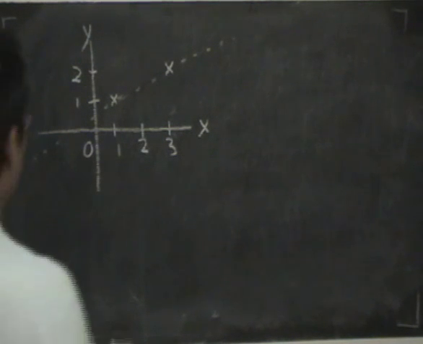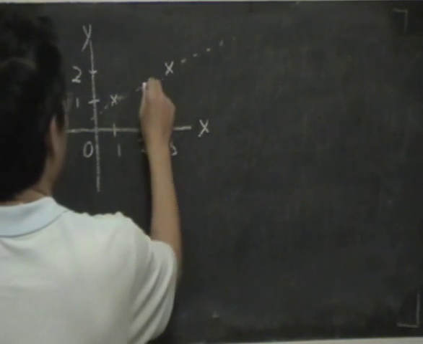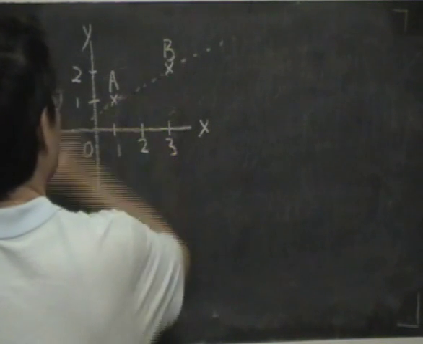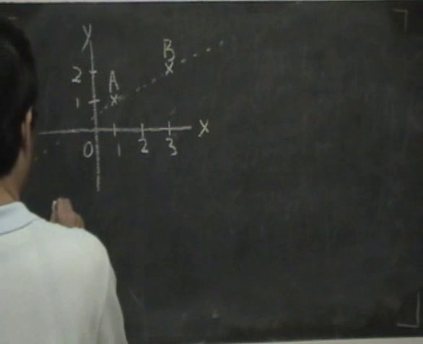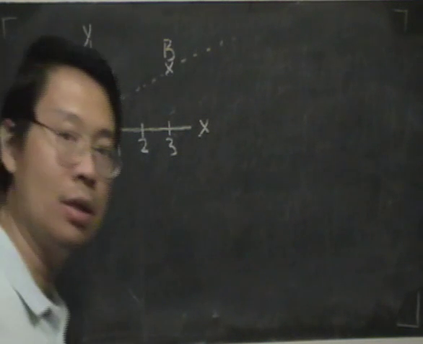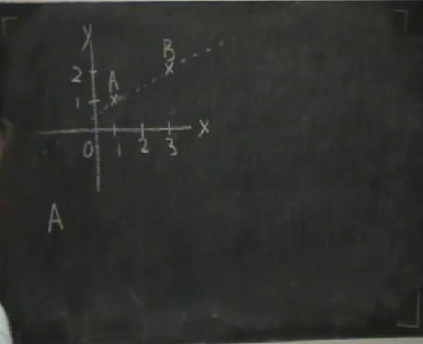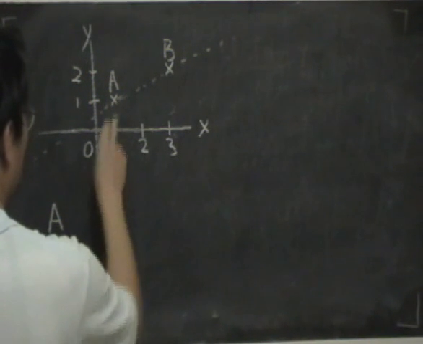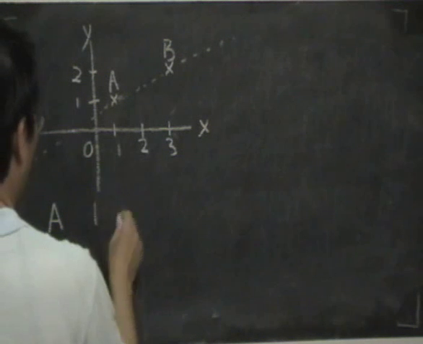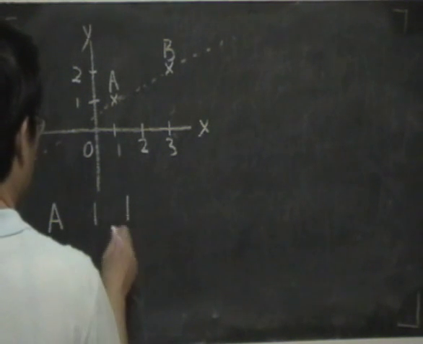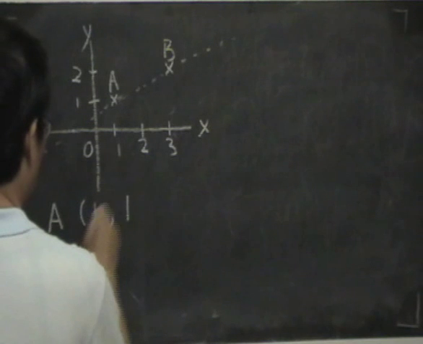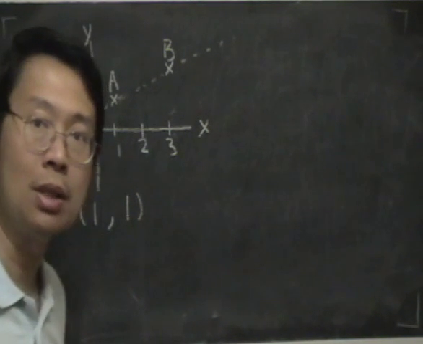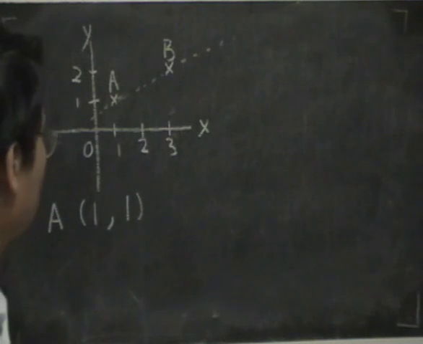Okay, so let me call this point A and point B. Now we often represent the x and y values this way. So for point A, the x value is 1 and the y value is also 1. So we would write it this way with a comma in between and a bracket around it. So that's (1, 1). It just means that x is 1, y is 1.